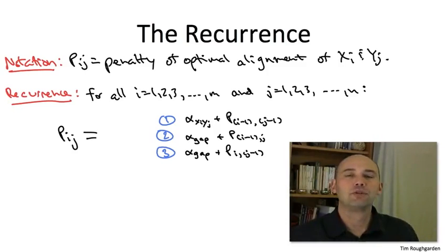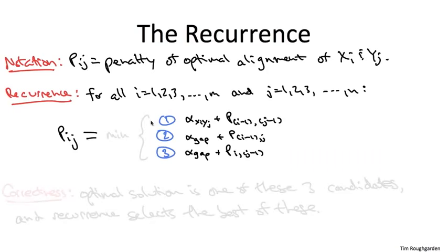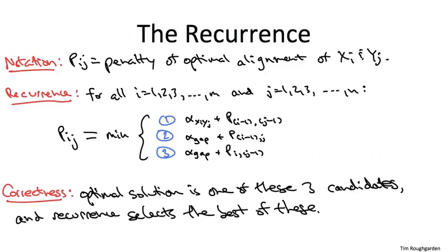So we know that the optimal solution has to look like one of these three things. We don't know which. So in the recurrence, we'll just, in effect, do brute force search among the three outcomes. We just choose the minimum of the three possibilities. So that's the formal recurrence.